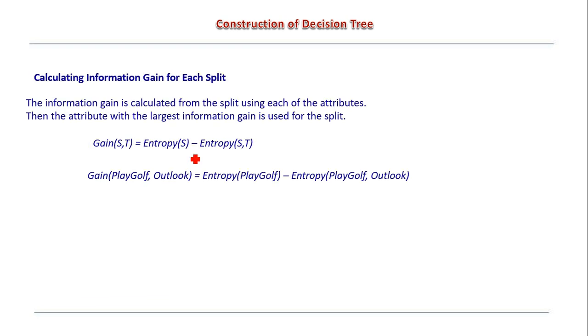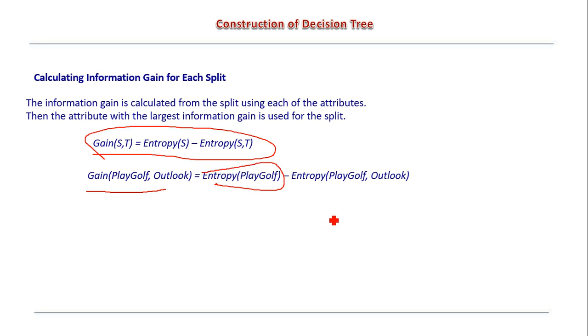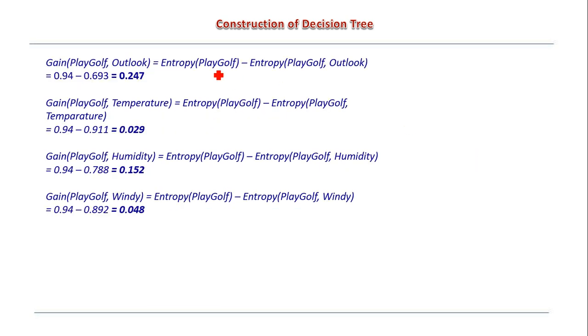Based on this we need to split it. So for that we need to calculate the information gain. The information gain is calculated from the split using each of the attributes. Then the attribute with the largest information gain is used for the split. This is gain of S, t: the entropy of the root node minus the entropy of the child, that is left and right, we need to take. Entropy gain of play golf outlook: this is my root node, this is a child. Same thing for the remaining: first outlook, temperature, humidity, windy.